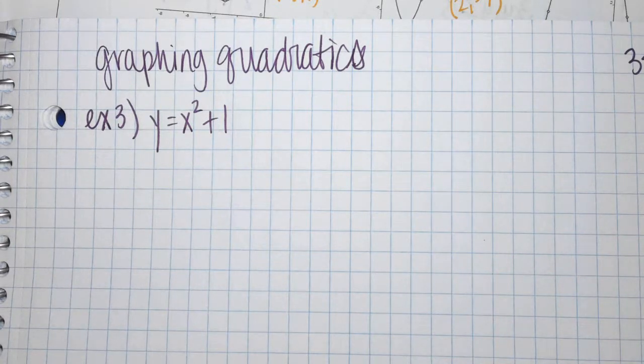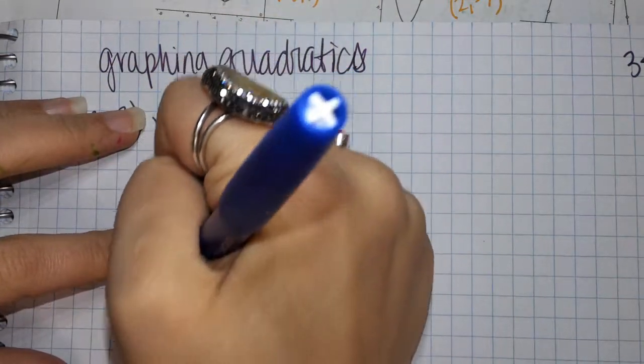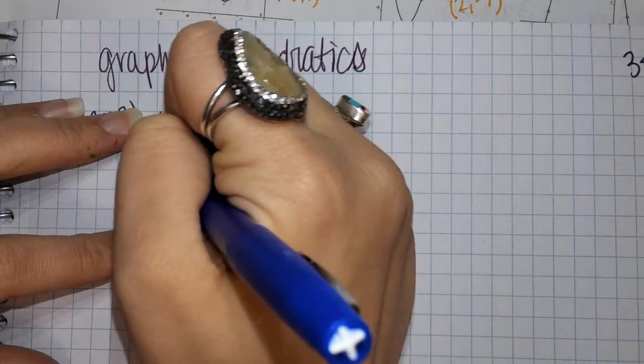Alright, so we're going to use the same t-table that we've been using. And what points do we use? Negative 2, negative 1, 0, 1, 2. Good, take a point.